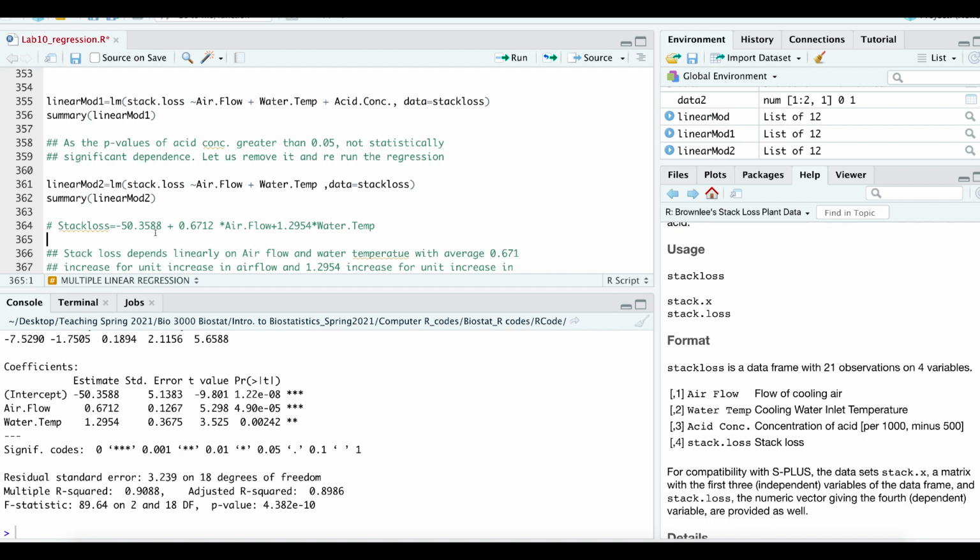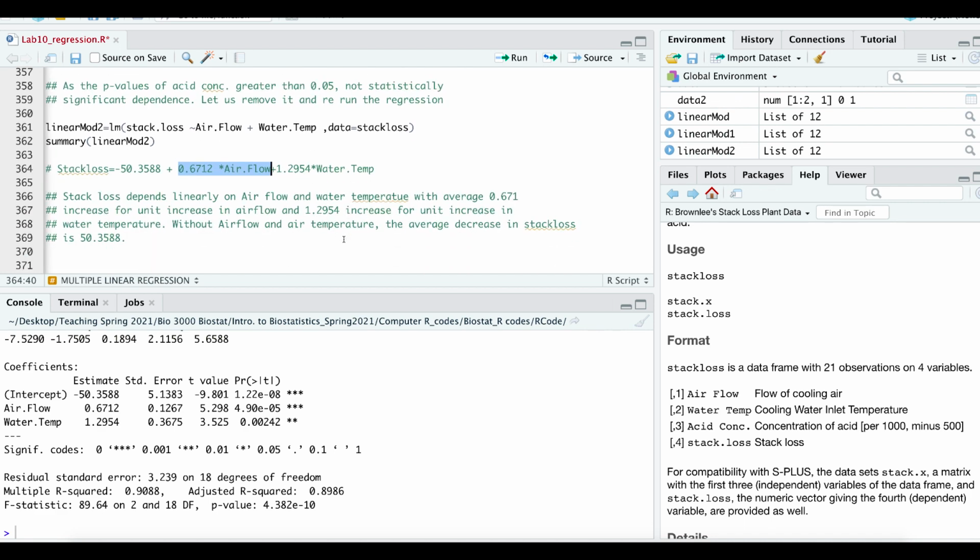If there is no airflow and no water temperature, if both are 0, then all these terms will be 0, and the stack loss will be decreased by 50.36. If there is just airflow but not the water temperature, then you remove this part and keep just y equals a plus bx, and you can answer any question. Similarly, if there is no airflow, just the water temperature, you remove this part and keep the first term and that term only.